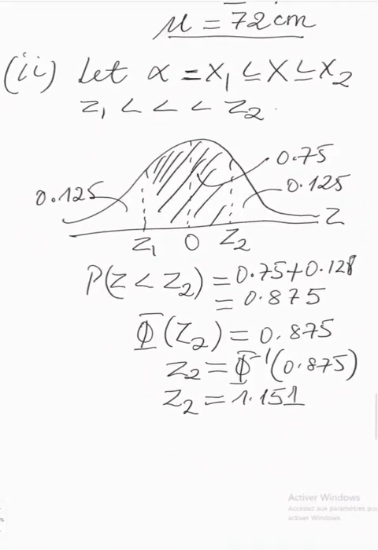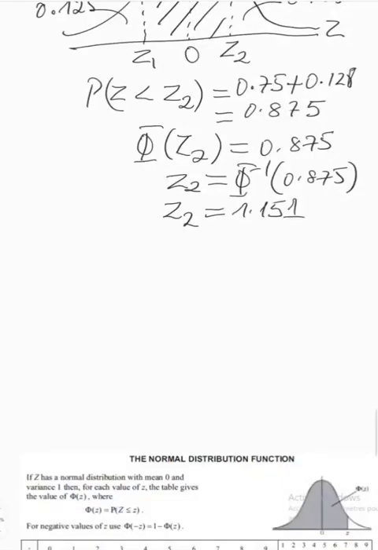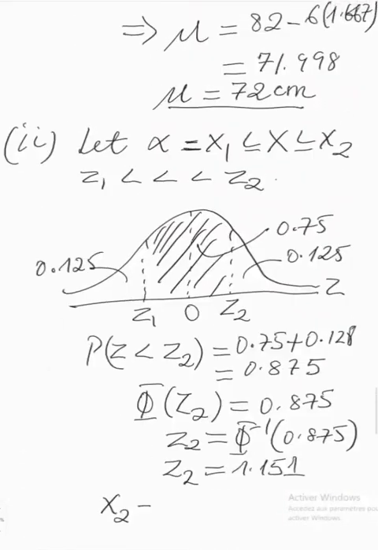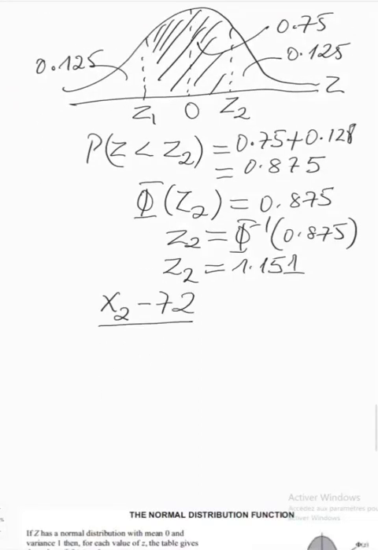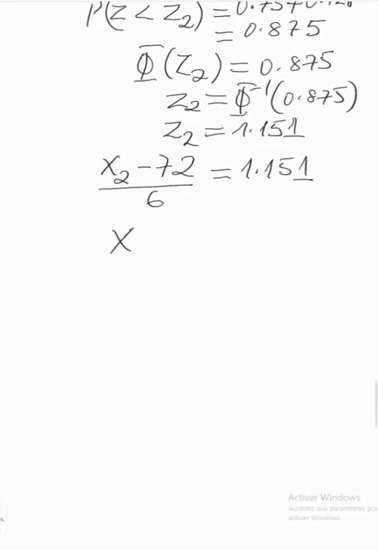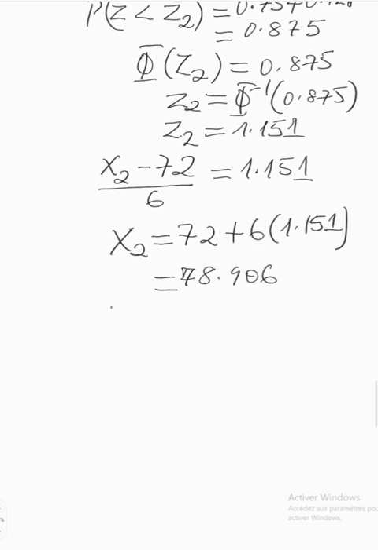z2 corresponds to the observation x2. So that z2 would have come from the standardized value, x2 minus the mean, and the mean of the distribution was calculated as 72, all over the standard deviation, which is 6, and should be equal to 1.151. x2 can be made the subject, which should be 72 plus 6 times 1.151, which upon calculation gives 78.906, so that x2 becomes 79 centimeters to the nearest integer, as the question specified.